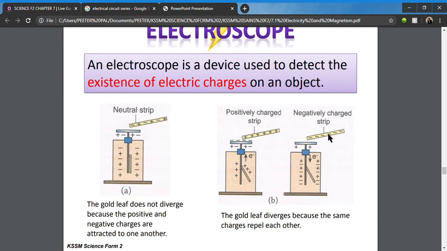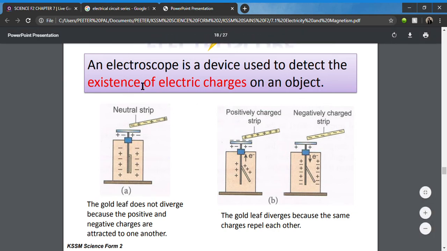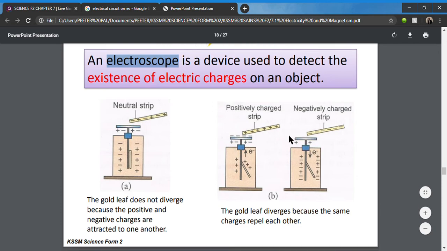So the trick here, if this is negatively charged, this whole area also will be negatively charged. If the metal strip or the rod is positively charged, any object positively charged, this whole area will be positively charged. And because the rod and the gold leaf have the same charges, they repel away. So an electroscope can be used to determine the charge on any object, right? Okay, next.